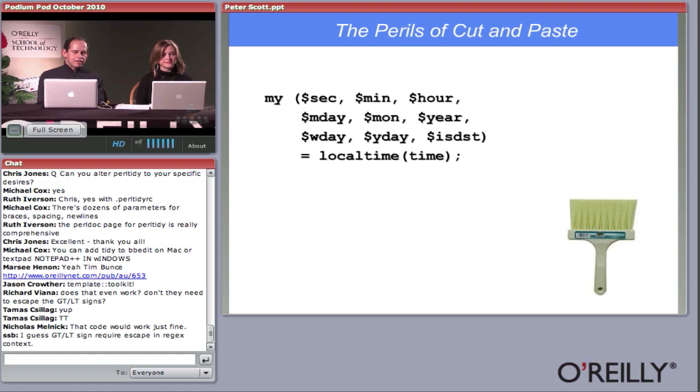Exactly. Then there's the perils of cut and paste. This is taken from a fragment of the Perl documentation for localtime, and you see this in code all of the time, and yet the programmer only wants to use two of those things, like the month and the day. So why bother fetching the second, the minute, the hour? It was lazy to write, but not lazy to read, because now you're looking at these variables going, well, what are they going to be used for? Part of your brain is doing that.